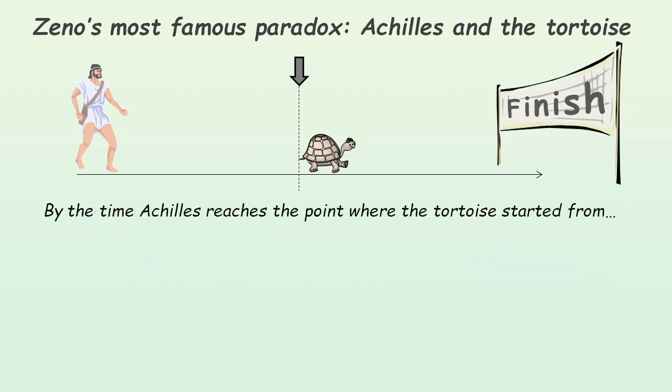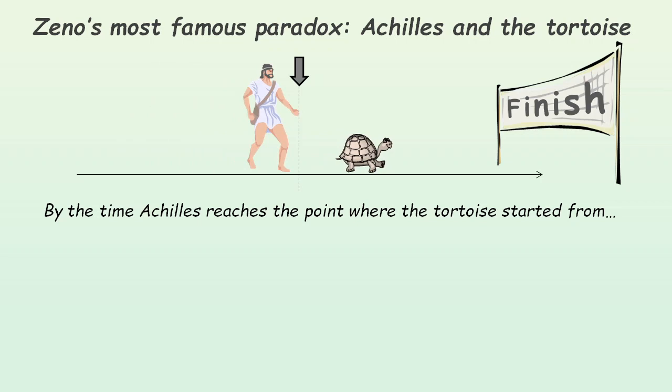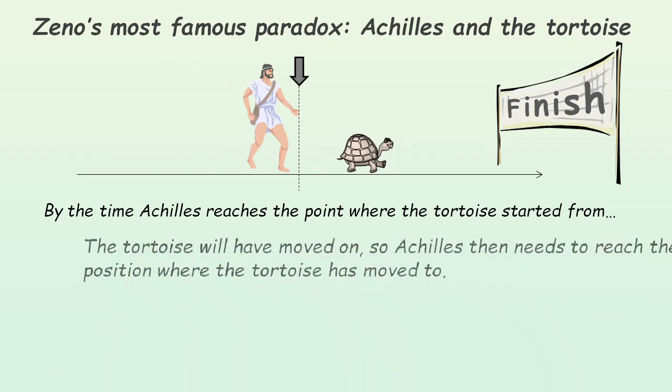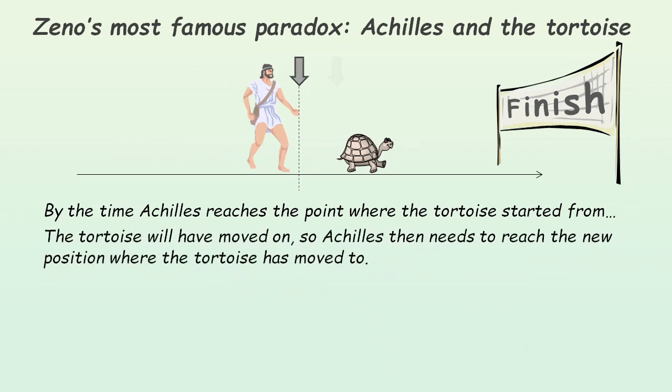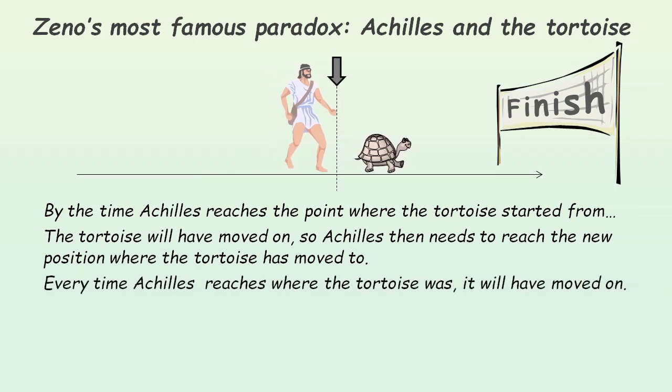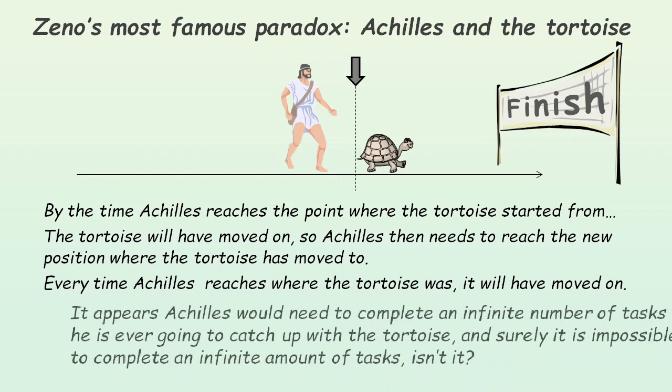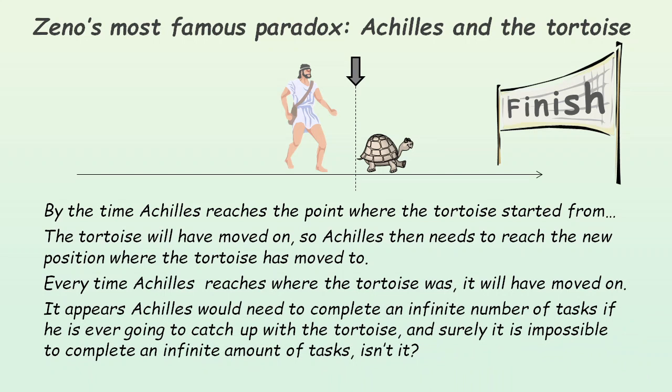By the time Achilles reaches the point where the tortoise started from, the tortoise will have moved on. So Achilles then needs to reach the new position where the tortoise has moved to. Every time Achilles reaches where the tortoise was, it will have moved on to a new position. This could go on indefinitely, and so it appears Achilles would need to complete an infinite number of tasks if he is ever going to catch up with the tortoise. And surely it's impossible to complete an infinite number of tasks, isn't it?